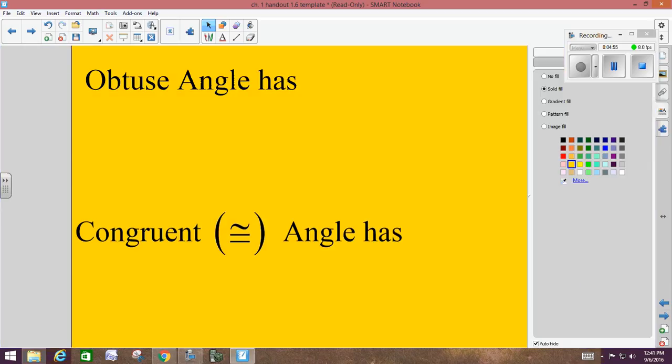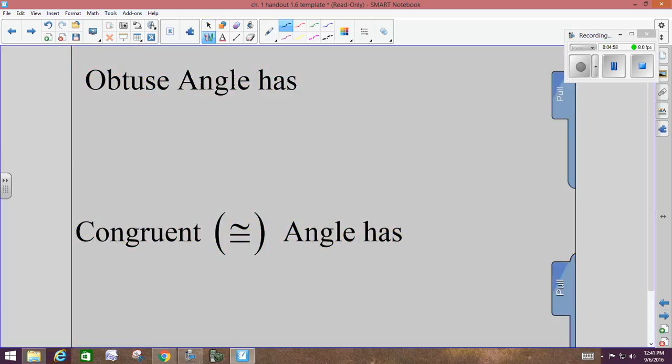Barbie, what about an obtuse angle? More than 90 degrees? But what? Excellent, but less than 180. You could write between 90 and 180 if you want. Obtuse angles have to be bigger than 90, but less than 180.